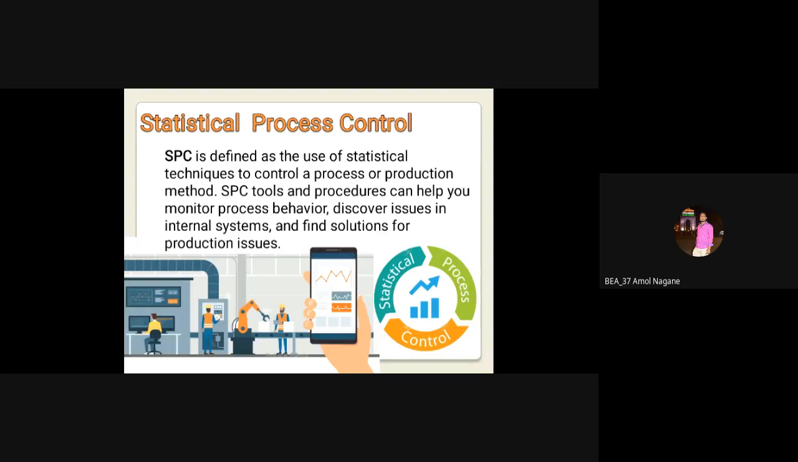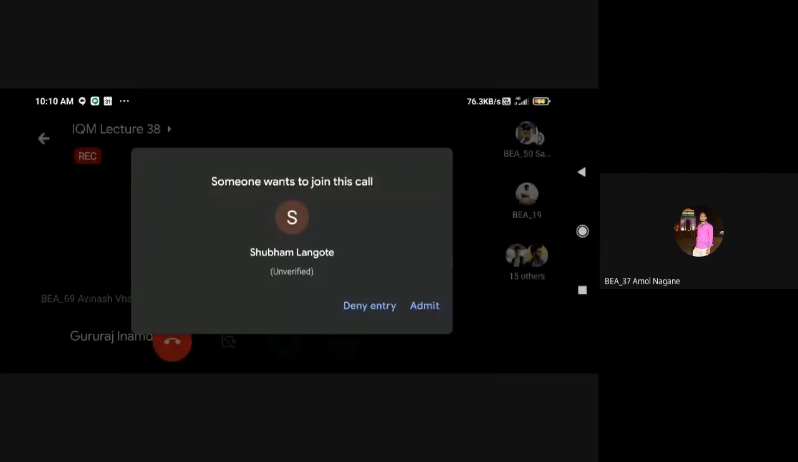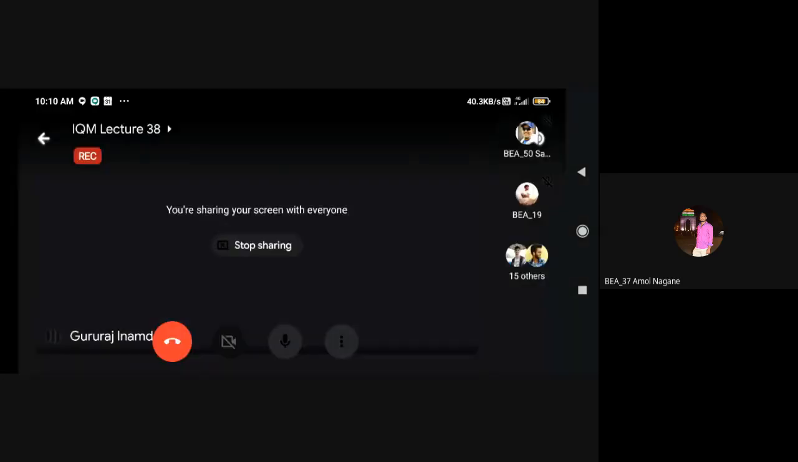So, control charts for variables and attributes, interpretation and applications of X chart, R, P, C charts. In statistical process control, a chart is nothing but the representation of data. For example, when a large amount of data is available, we have to represent that data. For example, we are manufacturing pens or small components. Is it possible to record or present each and every aspect of that product? This is very difficult.